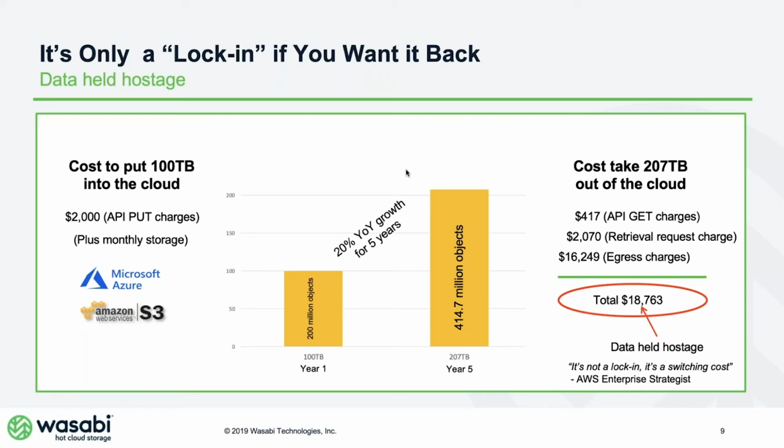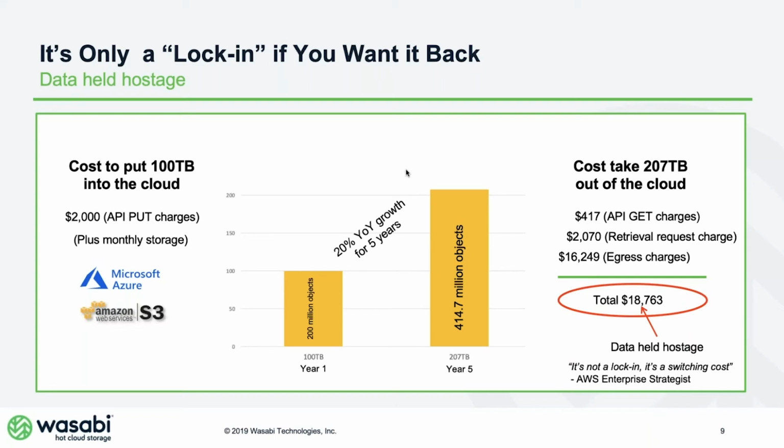That's with the API GET requests, that's with retrieval fees, and that's egress fees. And there are some variables here, I'll give you that. There's how many objects, and your egress methods. If you choose the internet, it's going to be more expensive than nailing up a direct connection. But for the most part, you can see where I'm getting at. It's going to cost you thousands of dollars to get your data back from the cloud that you've been storing for 5 years.